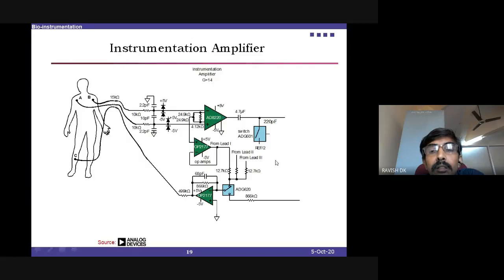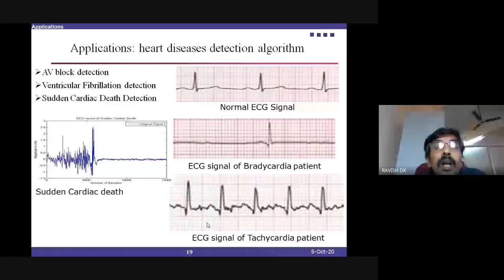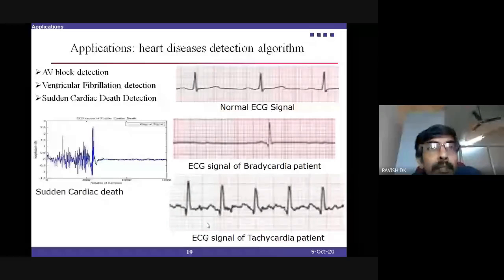And we can see here it is beating very fast in 1 second. So this is to be detected, and correction has to be done.